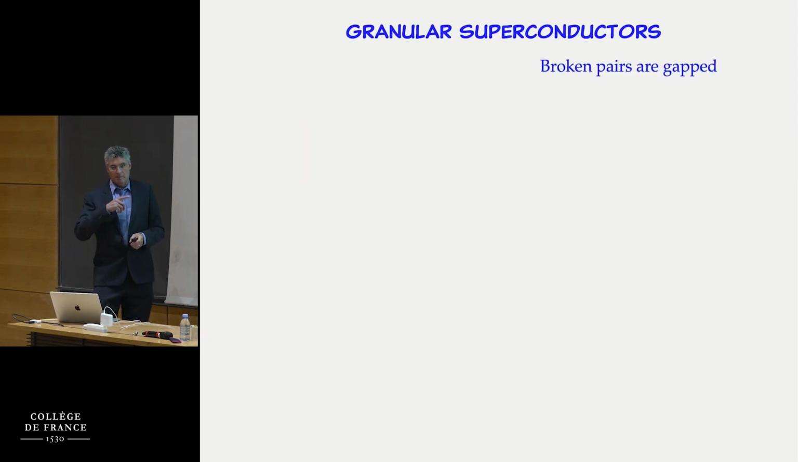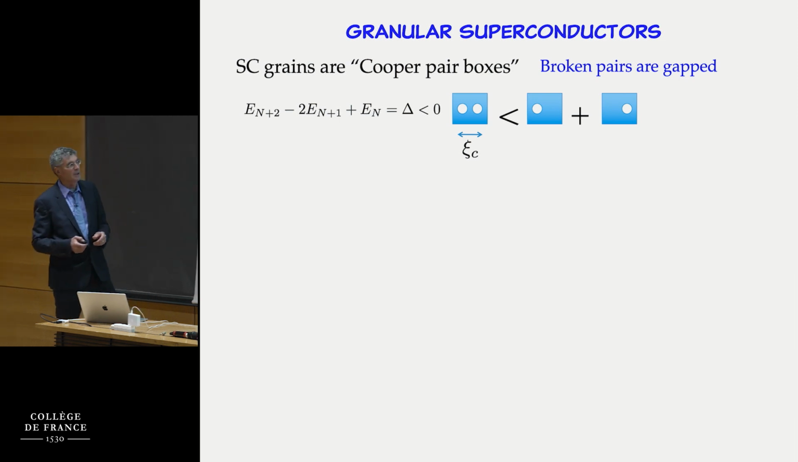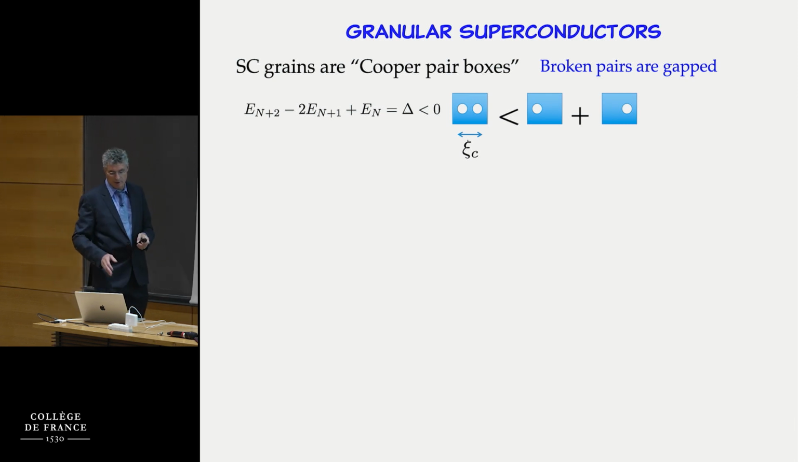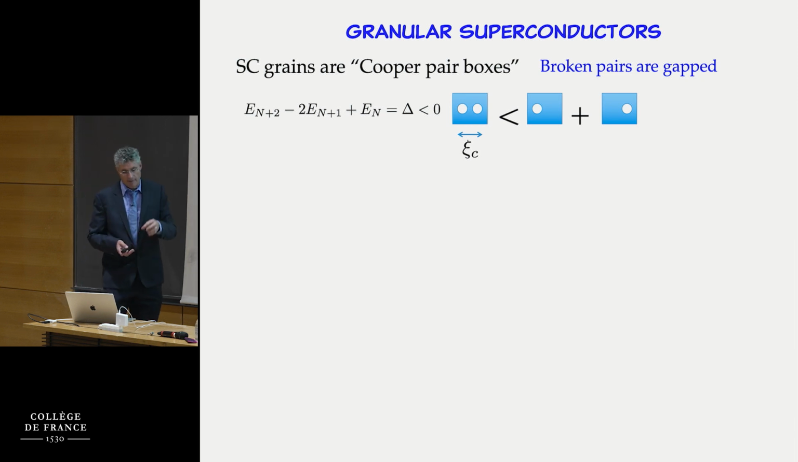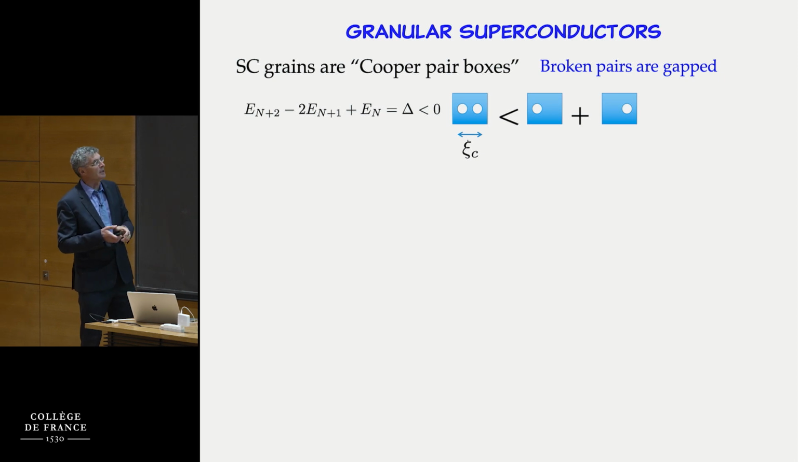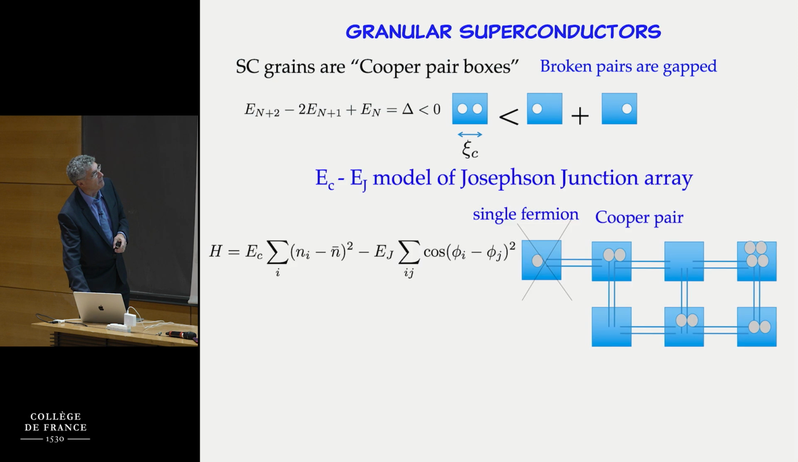Another system that can be described by the same model, and lots of experiments essentially deal with that, are granular superconductors. And here I'm describing actually a Josephson junction array as a model for granular superconductors. I'm not discussing the disorder, but more I'm discussing the fact that the superconductors are confined into boxes that are weakly coupled to each other, and therefore the dynamics become dominated by pair hopping.